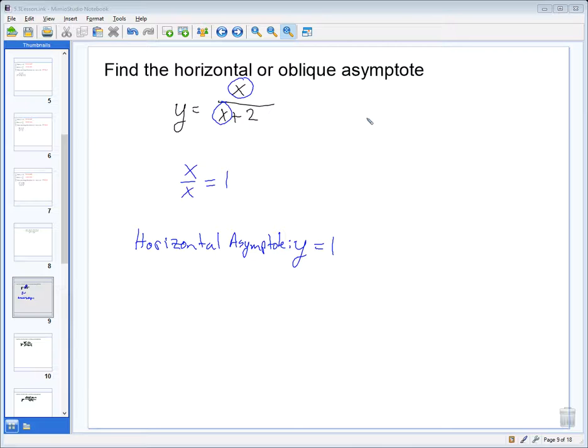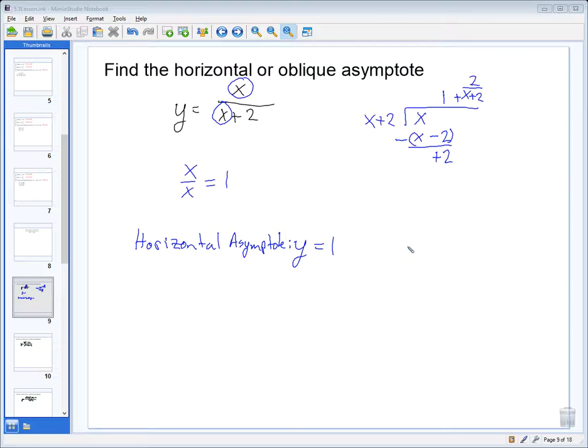Again, we could think of this as long division. If we tried to do x plus 2 into x, x divided by x is 1, and we would have an x plus 2. And when we subtract that, x's would cancel and I'd be left with a negative 2. Now this would be my remainder of negative 2 over x plus 2.